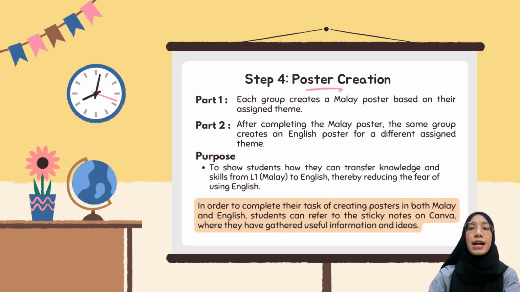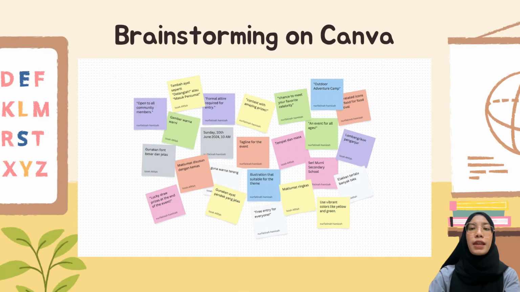The purpose of asking students to create 2 posters, one in Malay and one in English, is to show them how they can transfer knowledge and skills from their L1, which is Malay, to English. This approach not only builds a bridge between the 2 languages, but also reduces students' fear of using English, fostering greater confidence in their language abilities. In order to complete their task of creating posters in both Malay and English, students can refer to the sticky notes on Canva where they have gathered useful information and ideas.